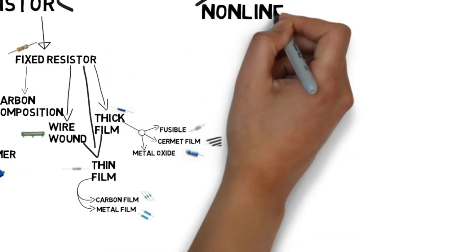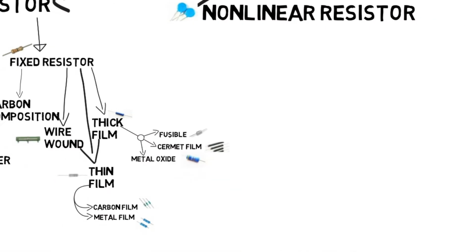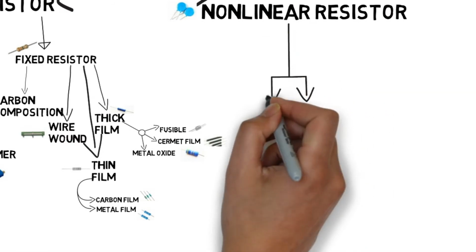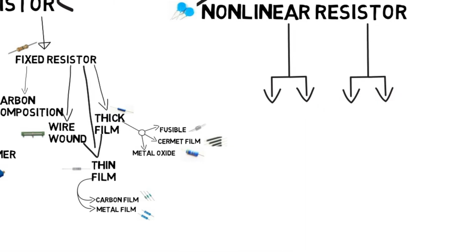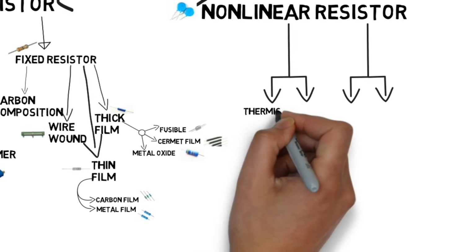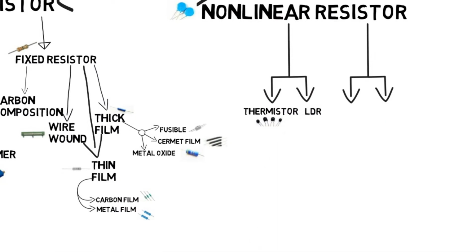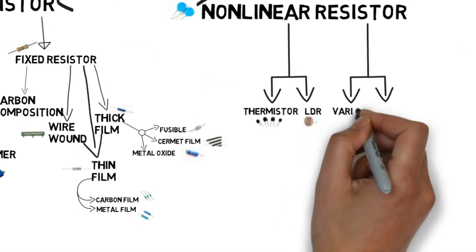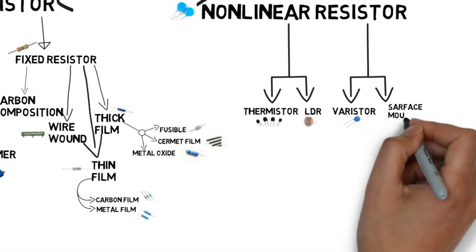Second resistor type is nonlinear resistor. It has 4 parts. There are thermistor, LDR, varistor and surface mount. We know that nonlinear resistors are those resistors where the current flowing through it does not change according to Ohm's law but changes with change in temperature or applied voltage.